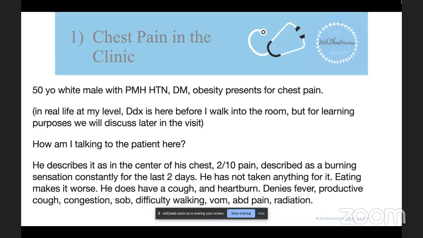So first one, chest pain in the clinic. So keep in mind the scenario. Clinic, for those of you who don't know, imagine you go to talk to your doctor because you want to have your annual physical, and you're just in the clinic, and you're not admitted to the hospital. That's what the clinic is.